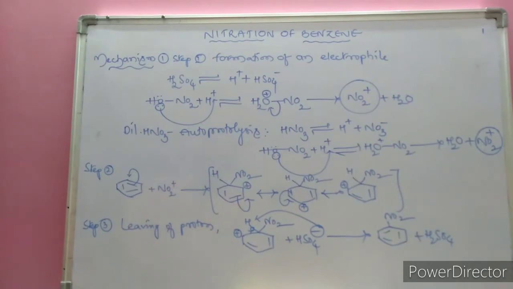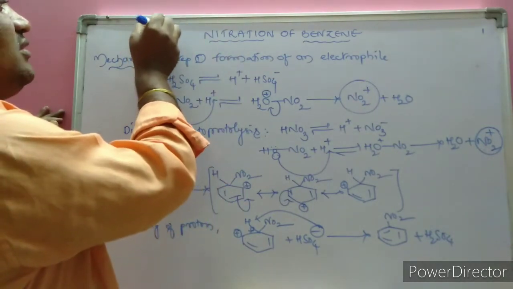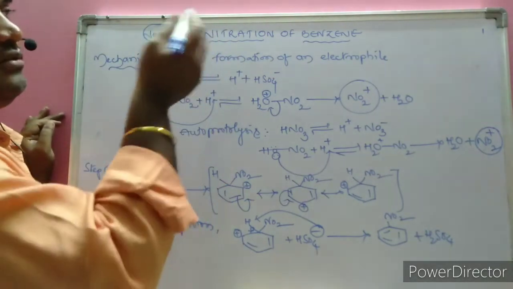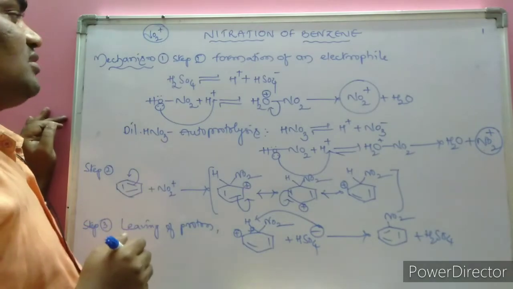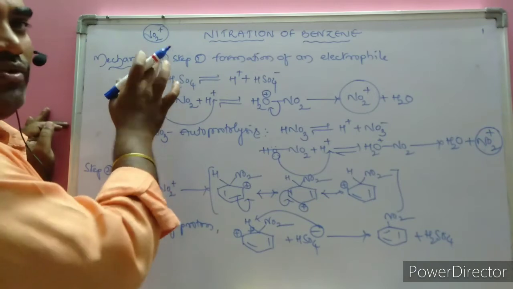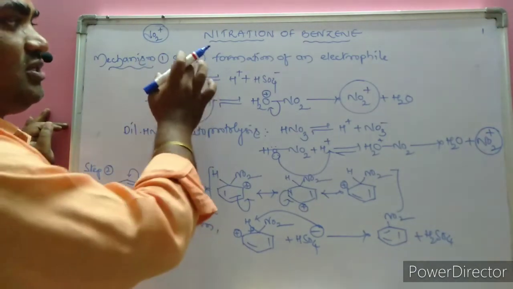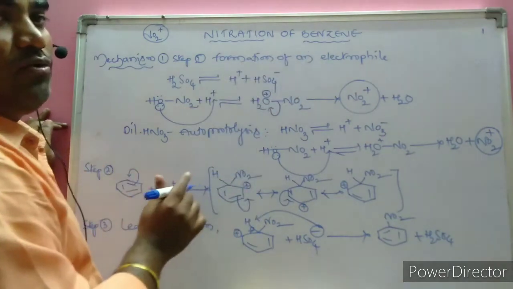Now the mechanism of the nitration of benzene, we know well. Nitronium ion is an electrophile which gets substituted on the benzene, that we call aromatic electrophilic substitution. Every aromatic electrophilic substitution reaction proceeds by 3 steps. Step 1, step 2, step 3. Step 1 is the formation of an electrophile.